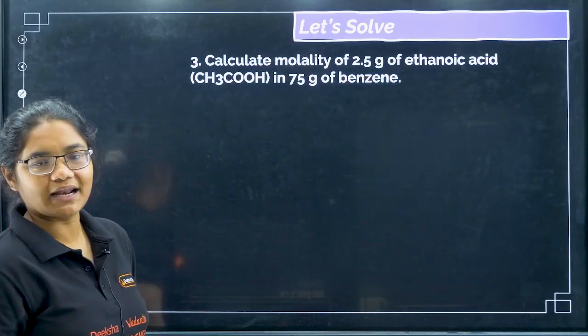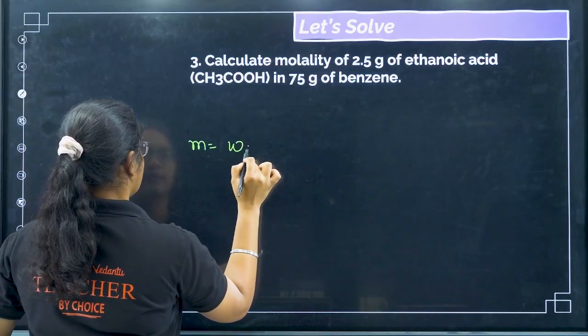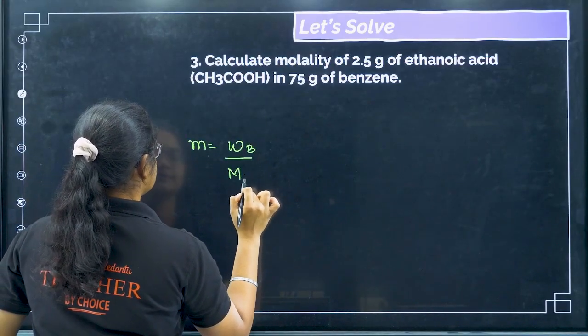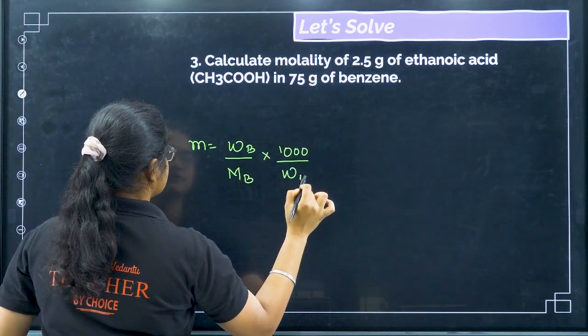Next, here's a question: calculate the molality of ethanoic acid in 75 gram of benzene. Again a very direct question. What is the molality formula? Given mass by molar mass into 1000 by mass of the solvent.